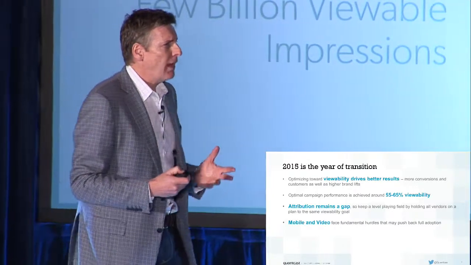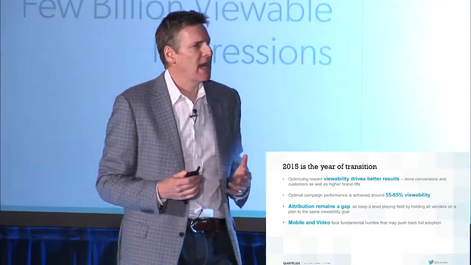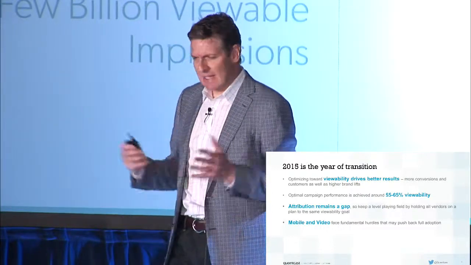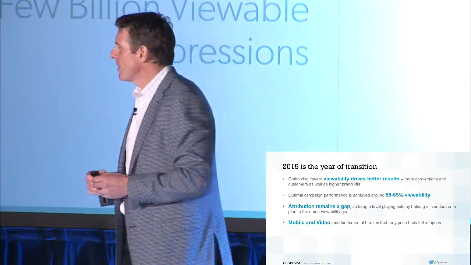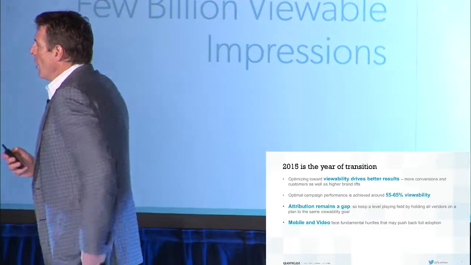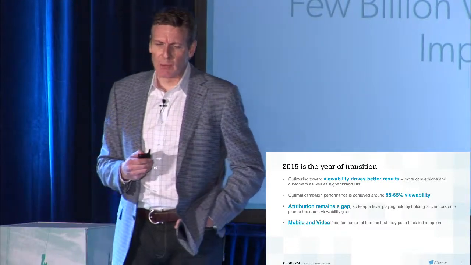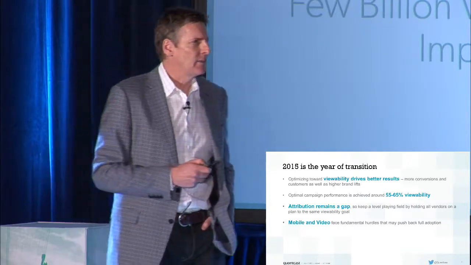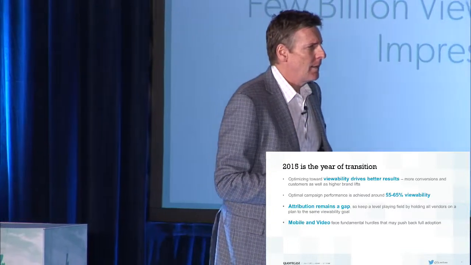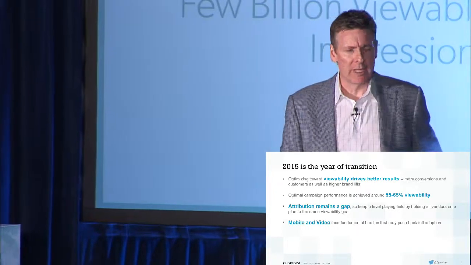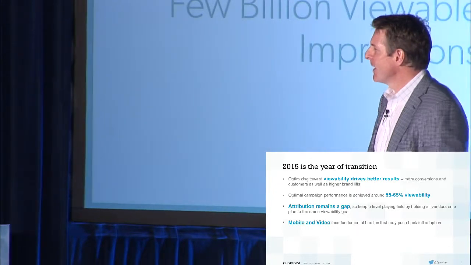We see the optimal campaign performance achieved between 55 and 65%, because again, that's the sweet spot of inventory that's available. But attribution remains a big gap. This is, we think, the second shoe to drop, and we're actively talking to many of the attribution companies out there, and they're all working towards including viewability in some of their data.